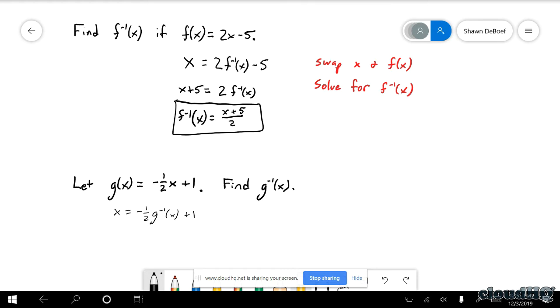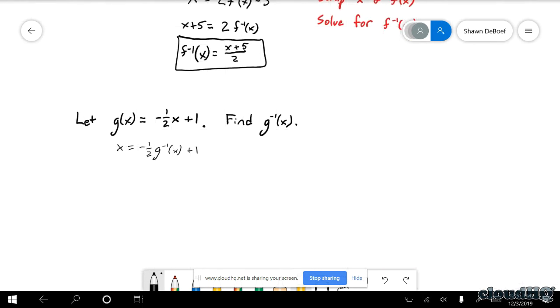So my first step was to swap the x and the g of x. Notice when I rewrote my g of x, I did put an exponent of -1 on it to indicate that it's an inverse. Now I want to solve for that g inverse of x. First step would be to subtract 1. Okay, so I subtracted 1 from both sides.